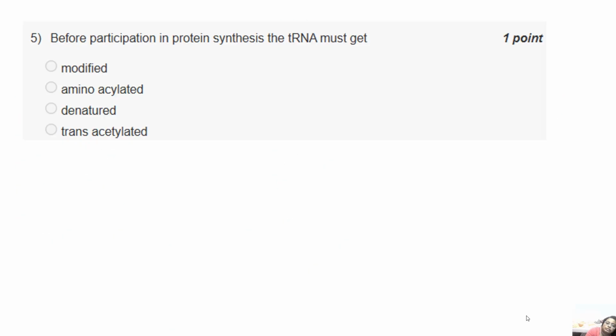Coming back to the question that we started with: for participation in protein synthesis, the tRNA must get an amino acid.